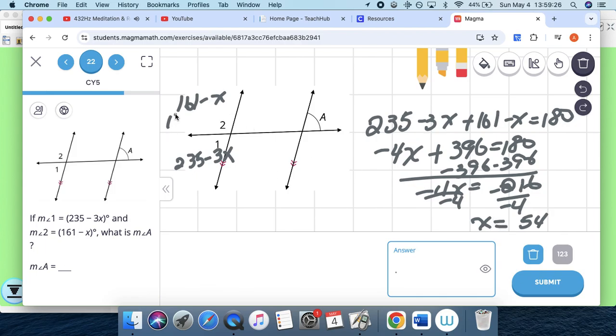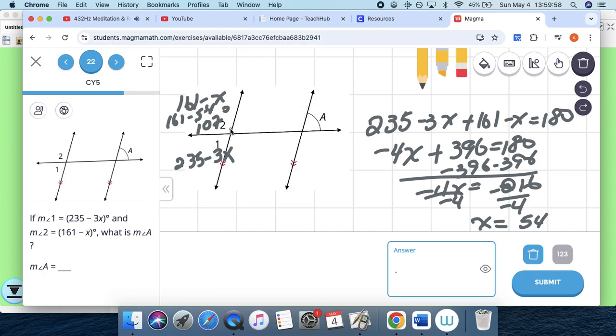Here it's going to be 161 minus 54. And the value of angle 2 is going to be 107 degrees. And now A is also going to be 107 because angle 2 and angle A are, of course... no, sorry, wrong. Let me just make it better so I can use it, minus 54. But this angle here is 107.